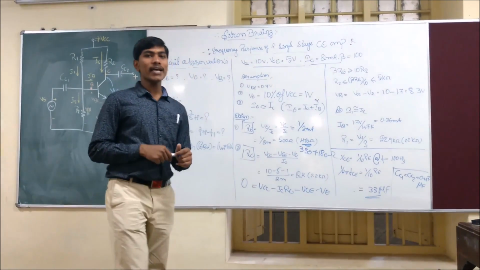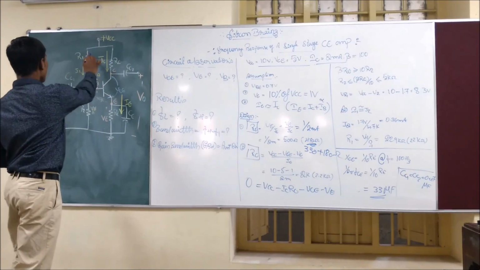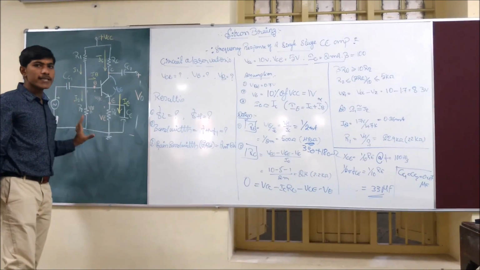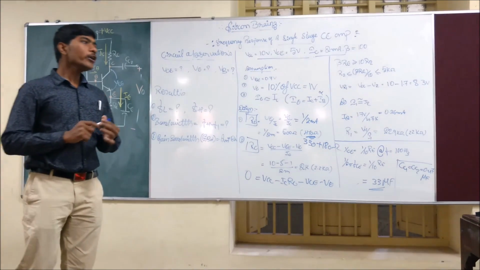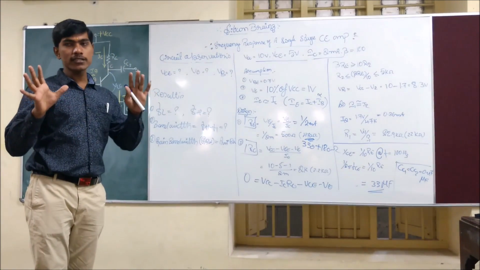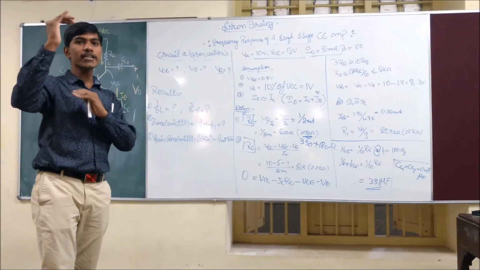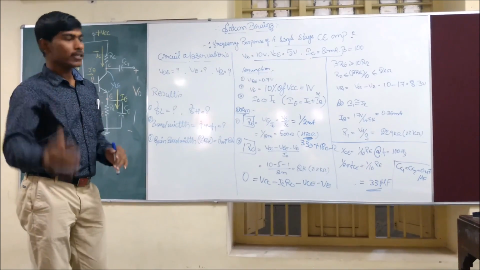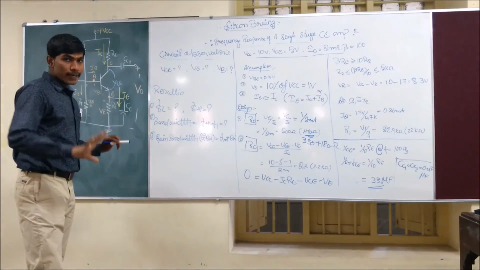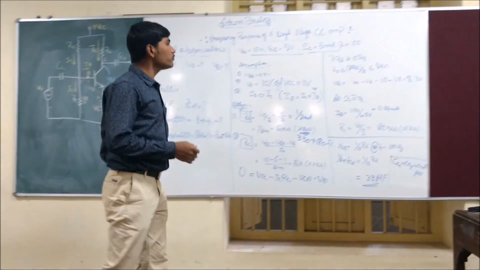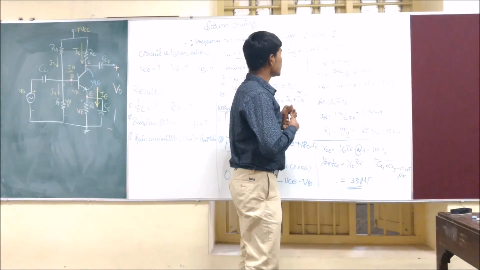What about the biasing resistors? These are R1 and R2. These two resistors are called biasing resistors. We want to bias our transistor, that means our amplifier, in a certain region of operation. These two resistors bias our amplifier. Let's design the resistors.